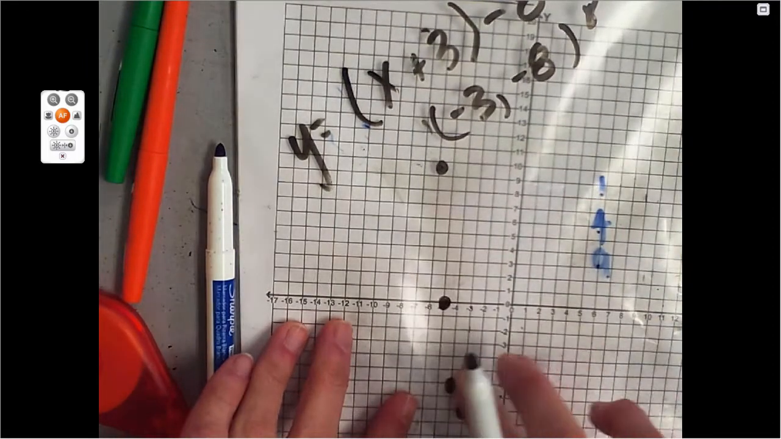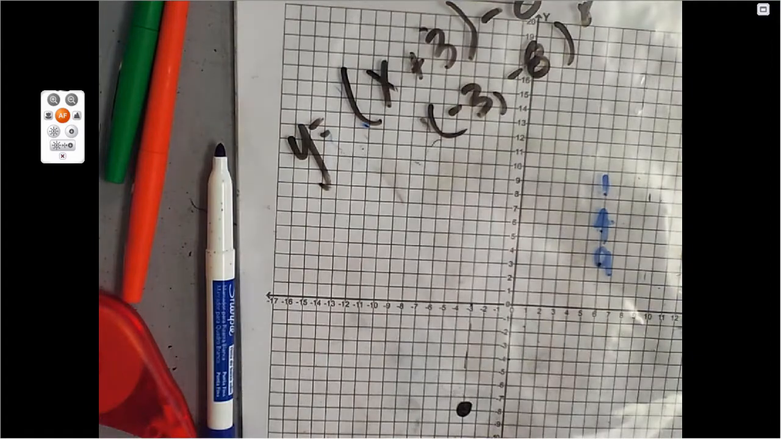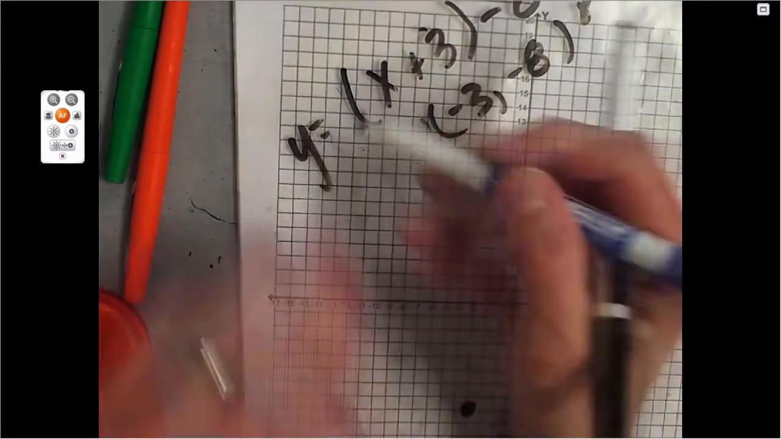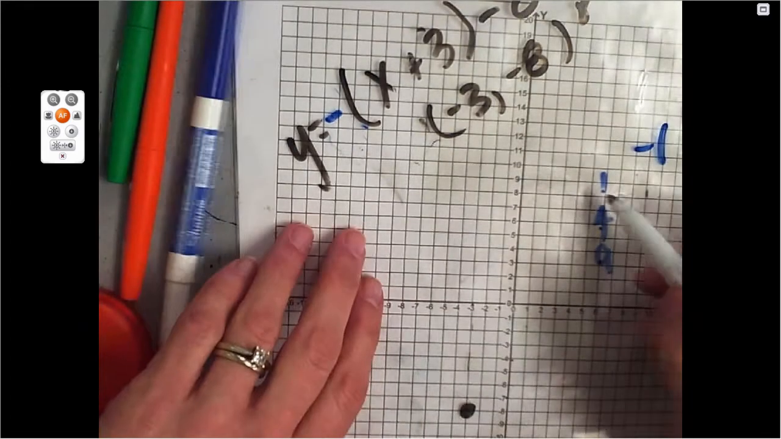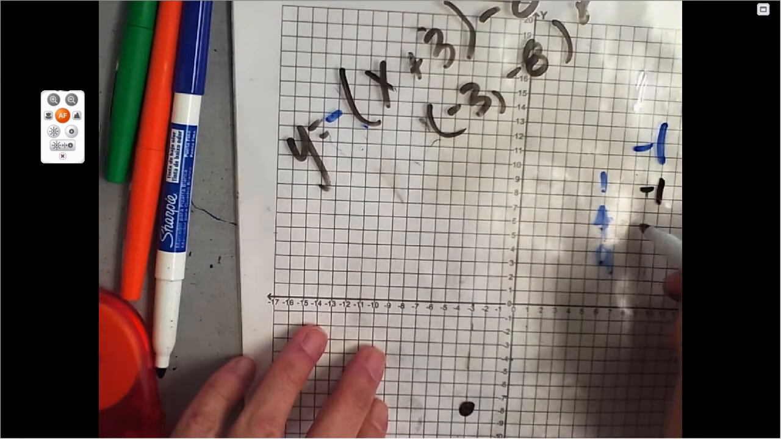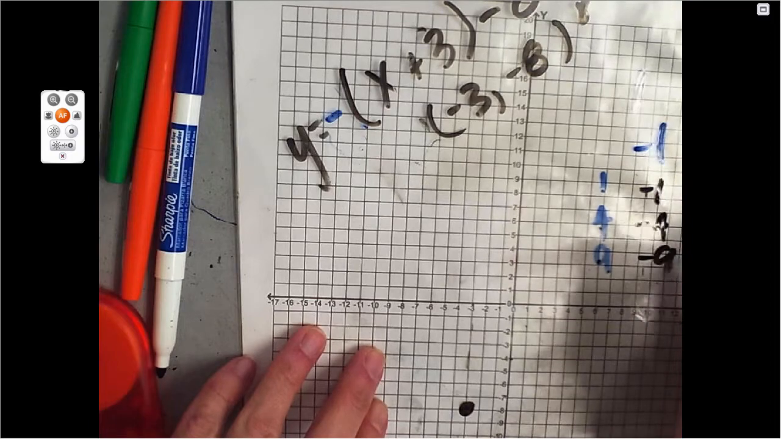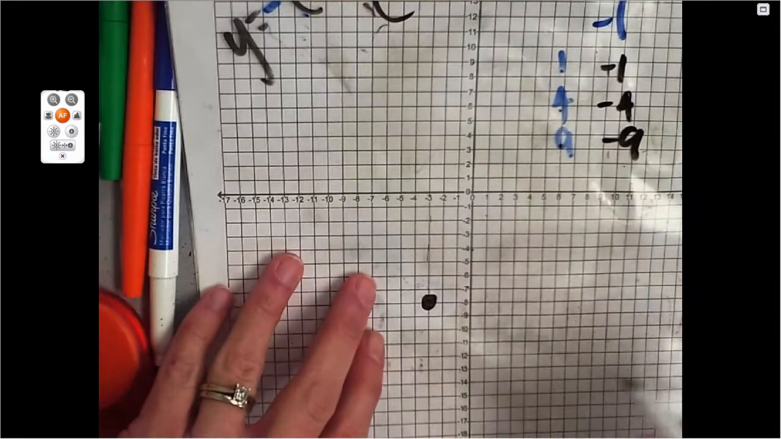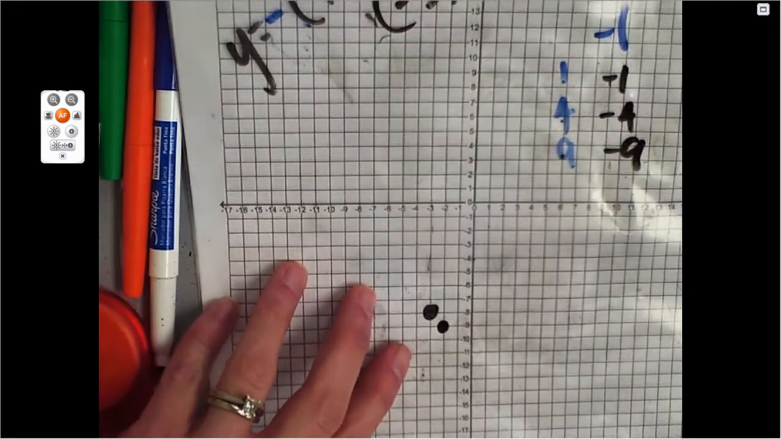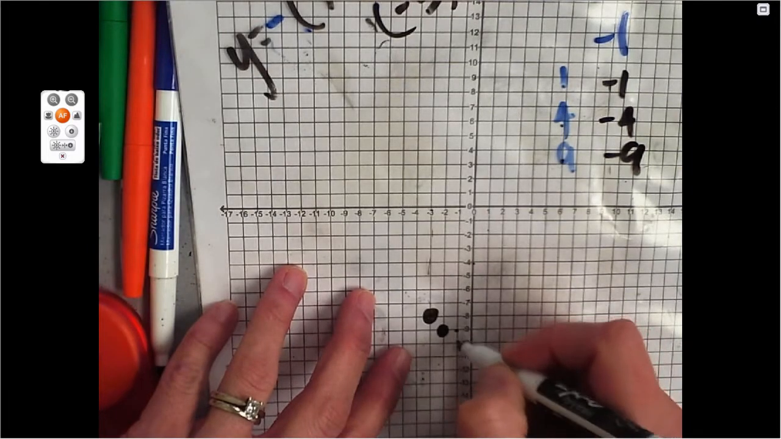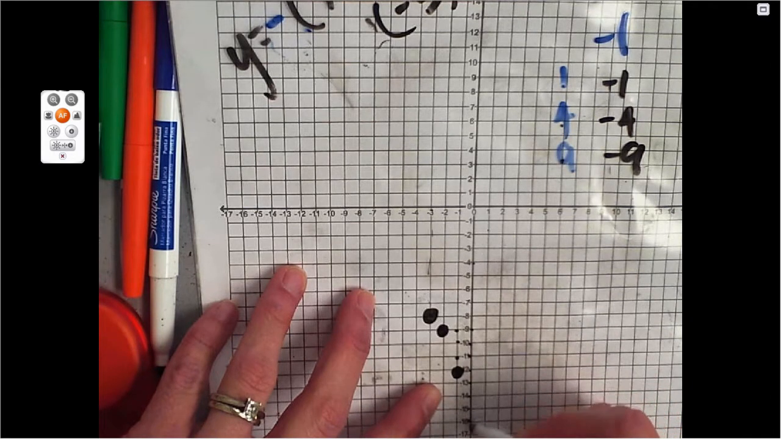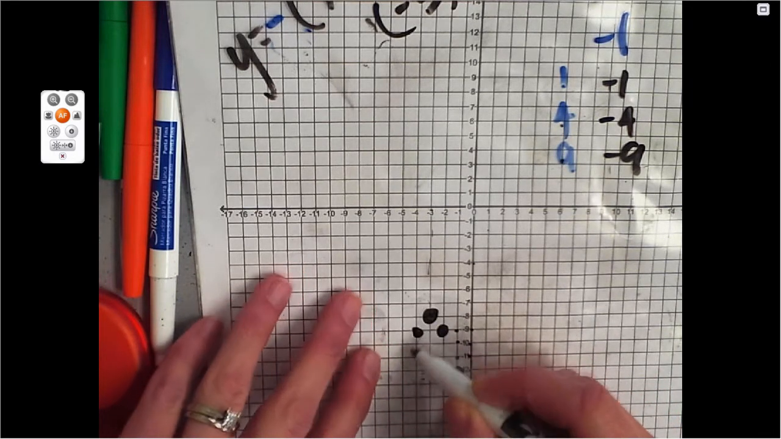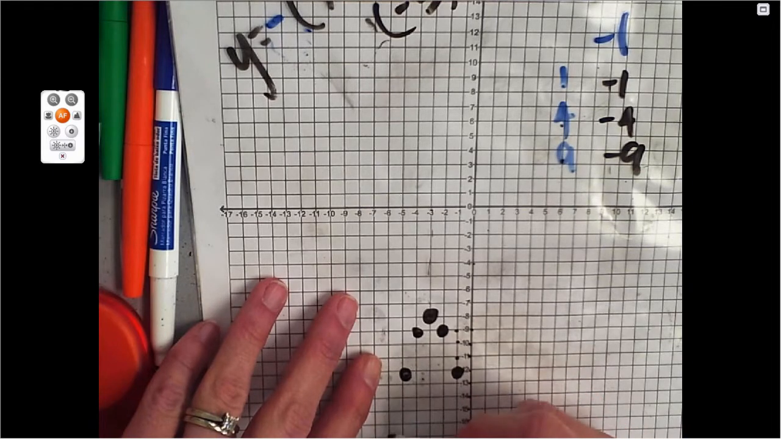So let's say it was the same vertex. Let's say there was a negative out there. That's -1. 1 times -1 is -1. -4, -9. So the step pattern here would be -1, -4, -9. 1, 4, 9.